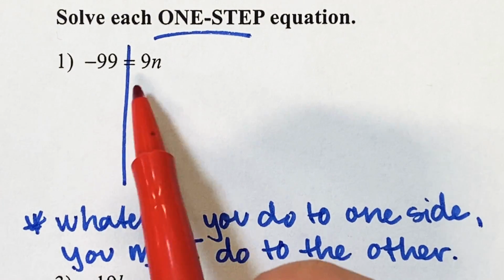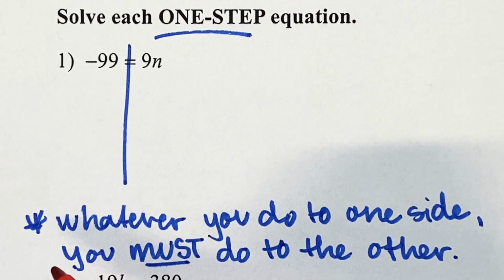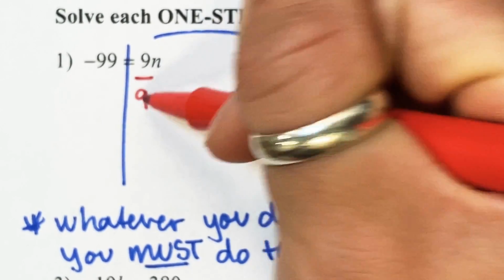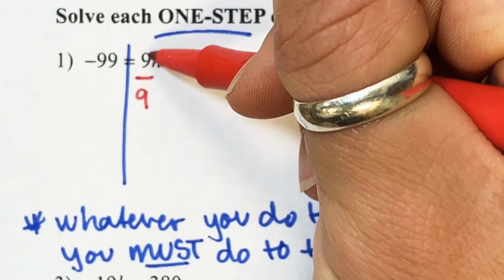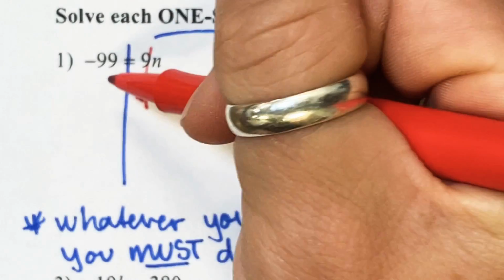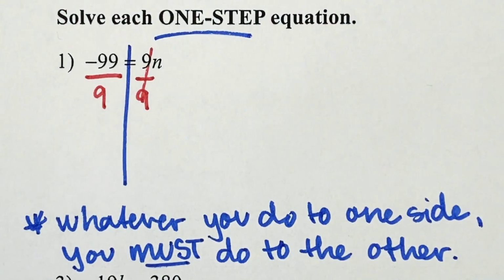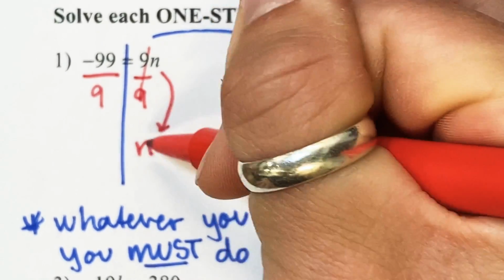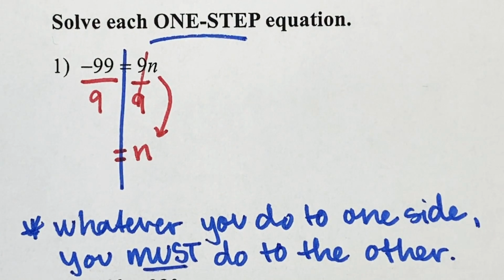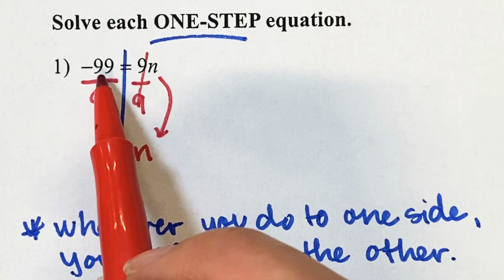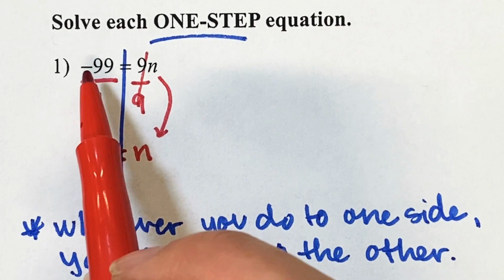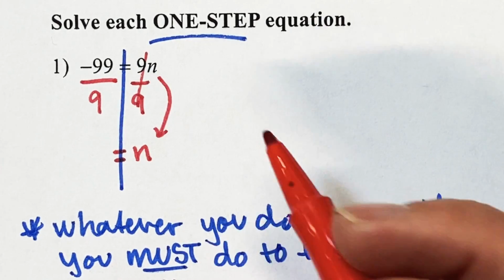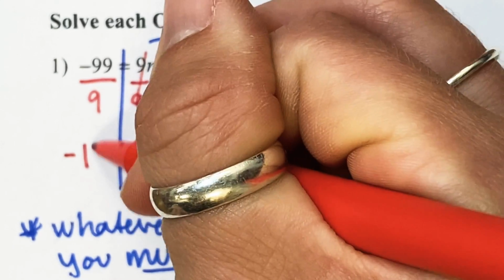Okay, so what is the opposite of times by 9? The opposite of times by 9 is divide by 9. So that cancels out. Once you do the opposite, they cancel out, but you must do the same thing to both sides. So now what we have left is just our n. Bring down your equal sign. And then over here, what is negative 99 divided by positive 9? Remember, negative divided by a positive is going to give me negative 11.